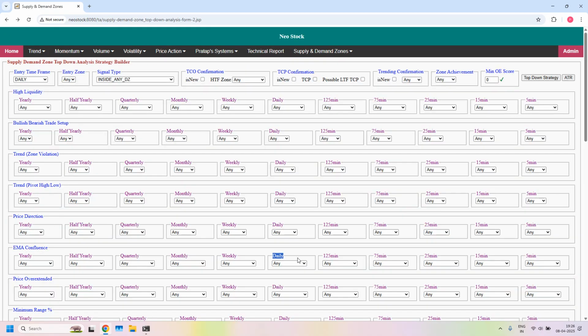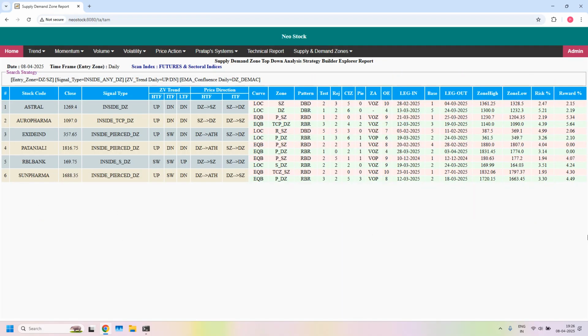At daily time frame, daily demand zone having daily EMA confluence. At the same time, trend on the daily should not be sideways. It can be up or down. Now the list has come down to 6 stocks.